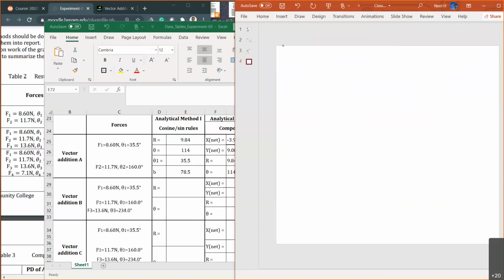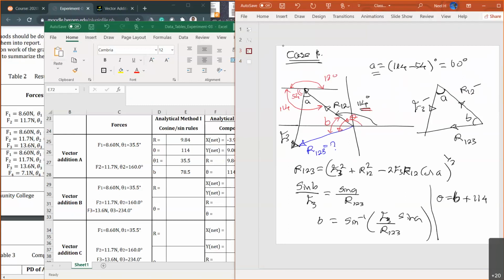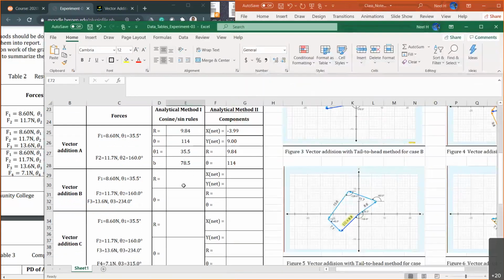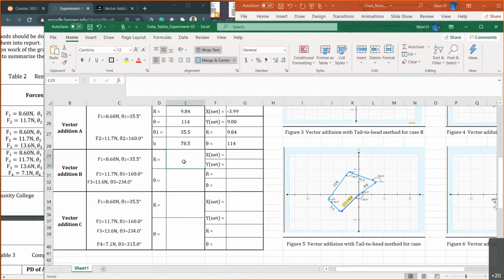So we have the cosine and sine rules done. Let's apply that here. Now you know how to do this, right? Equal sign, square root, sqrt, open bracket.